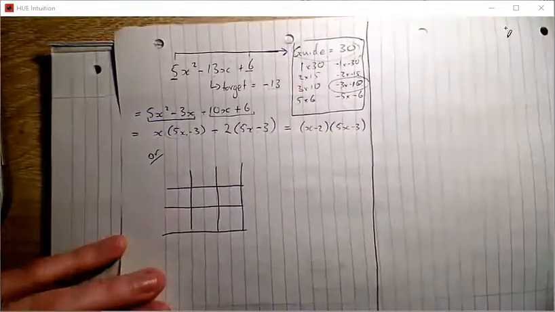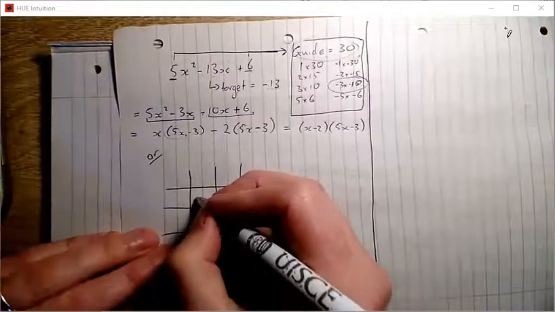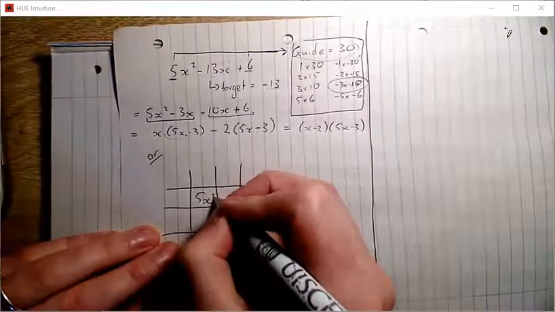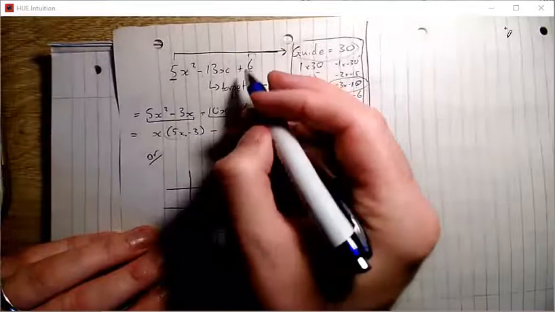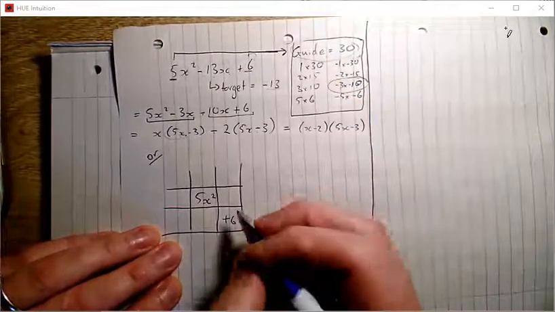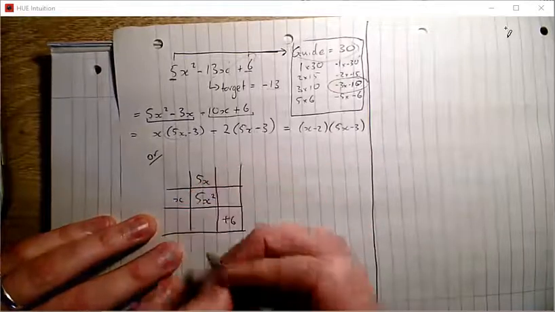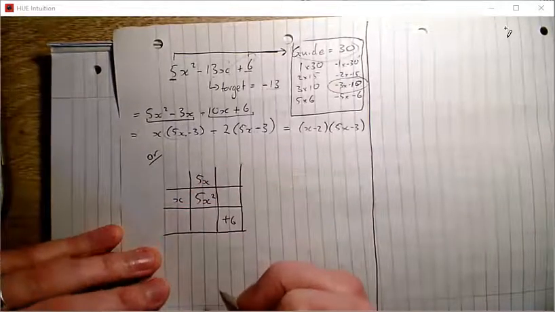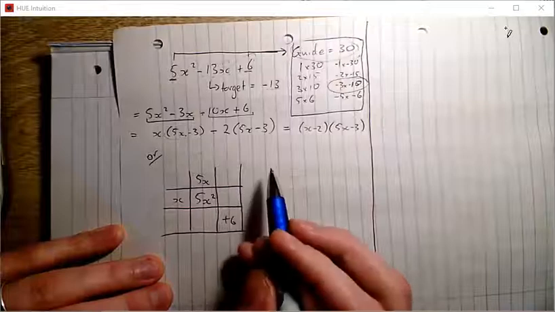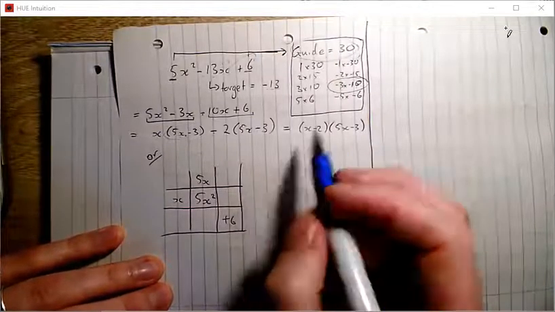Okay, the same approach using the array method. Well, you know you're going to have 5x squared here, and you're going to have a plus 6 down here. To get a 5x squared, thankfully 5 is prime, so that's 5x times x. You don't need to worry too much about that one. And to get a 6, you're going to come back up and look at your guide numbers.